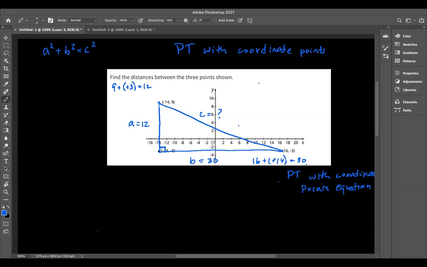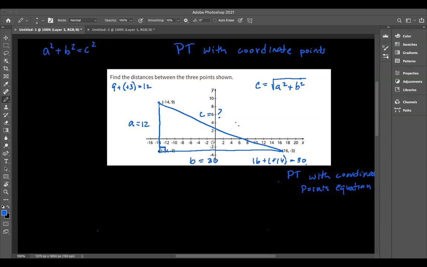Basically, if we do that without the work, it looks like this: C equals the square root of A squared plus B squared, and that would give us a value of C. With the coordinate points, however, a lot of times we won't have the values of A and B. We just have to use the coordinate points to help us find that information.